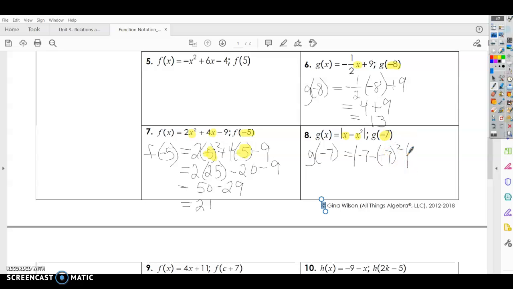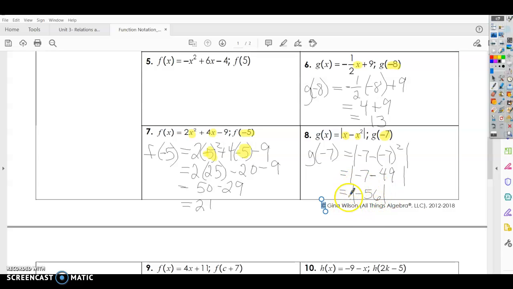All right, so again, we're going to do inside first. So evaluate inside out. We're going to leave the negative 7. We got to do exponents first. So leave this negative here. We're not messing with it yet. Negative 7 squared is positive 49. And then negative 7 minus 49 is negative 56.